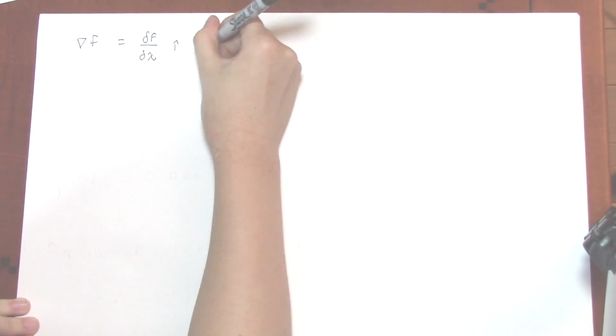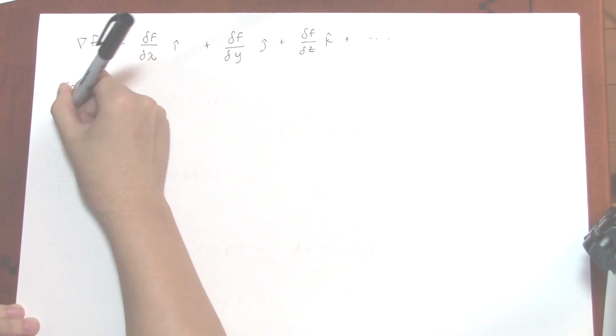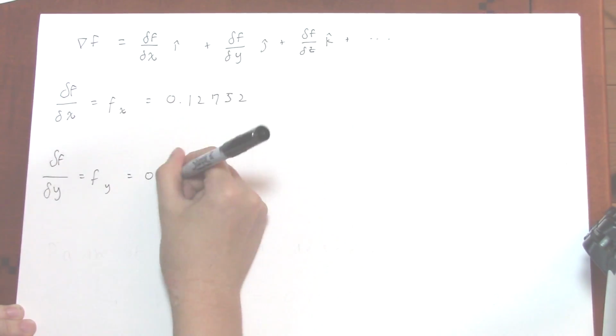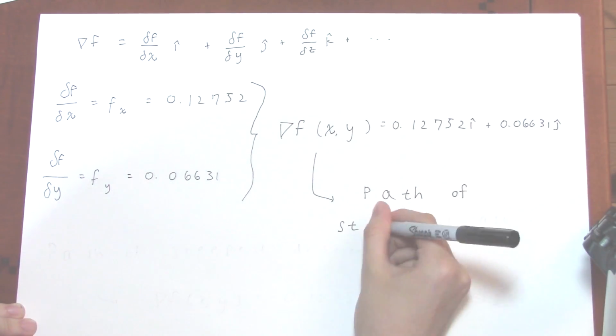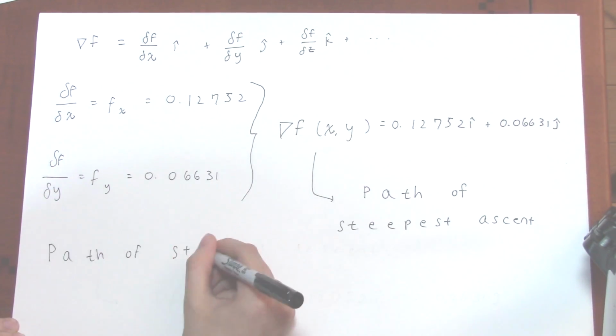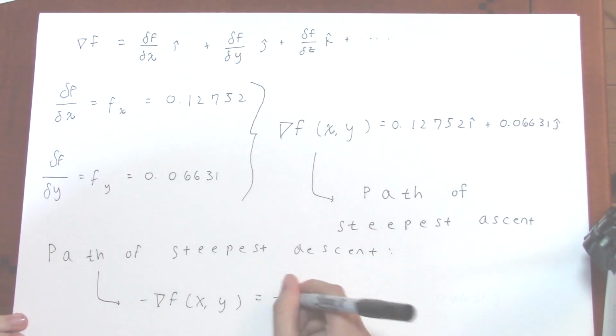Finally, all that is left to do is to plug these values into our vector form. In order to find the path of steepest descent, we would simply have to switch the signs.